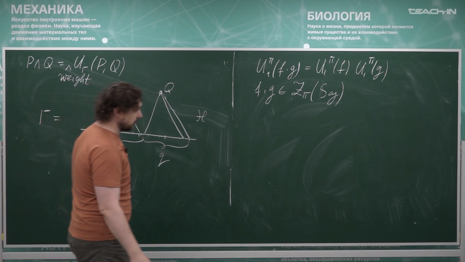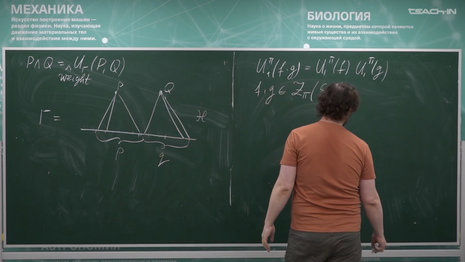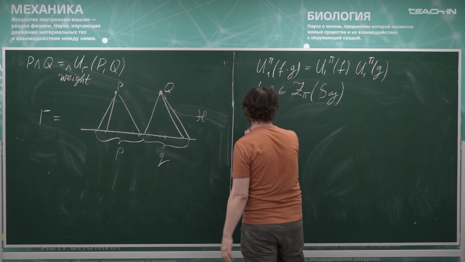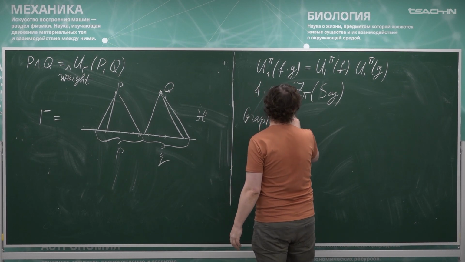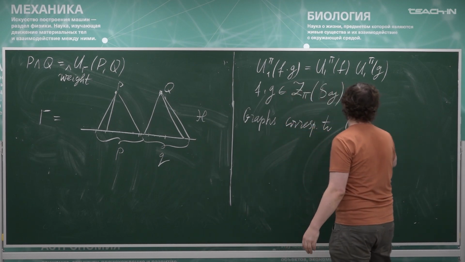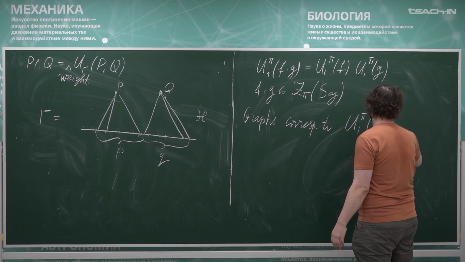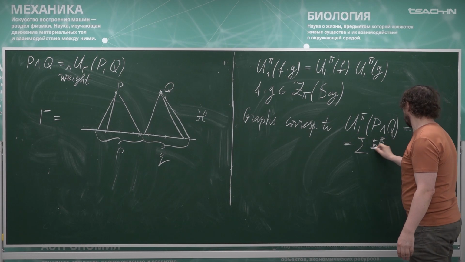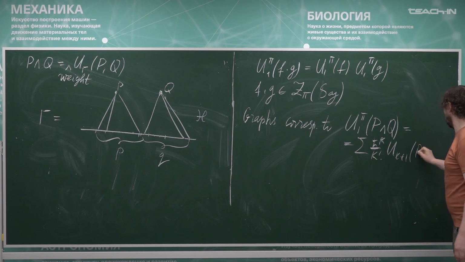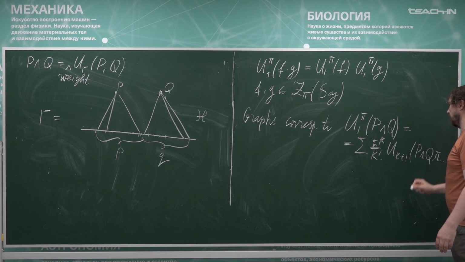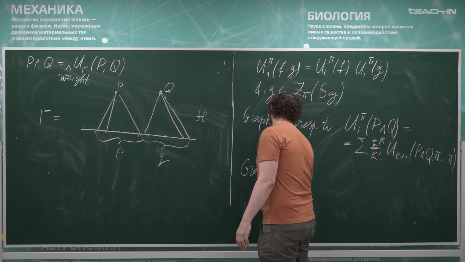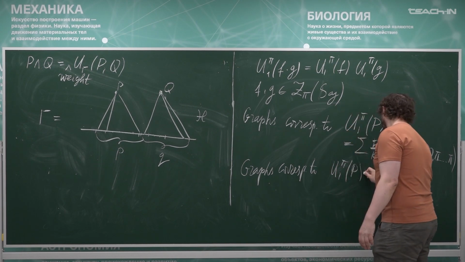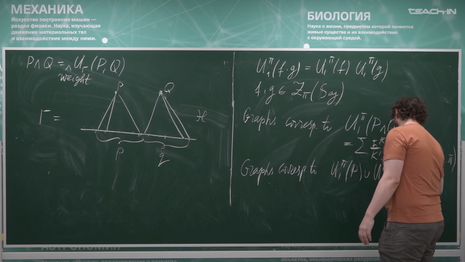This allows us to consider the operators, consider the graphs corresponding to u1 pi of p wedge q, which is, let me recall, equal to the sum with certain coefficients of graphs corresponding to u1 pi of p cup product with u1 pi of q, right?